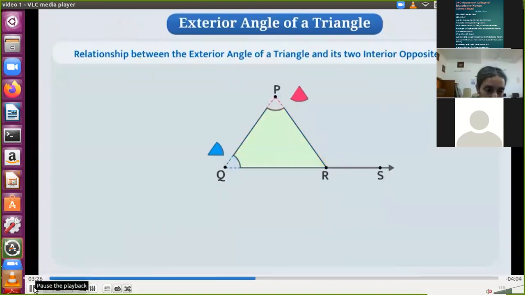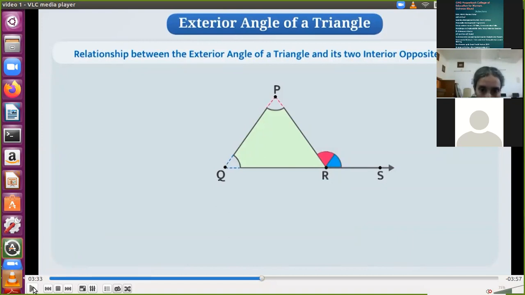Now, in order to find out the relationship, there is an activity which we are going to do. The angle PQR and angle RPQ are cut down. These angles are cut and then pasted on the exterior angle PRS. So I repeat, angle PQR and angle RPQ are cut and they are pasted on angle PRS.